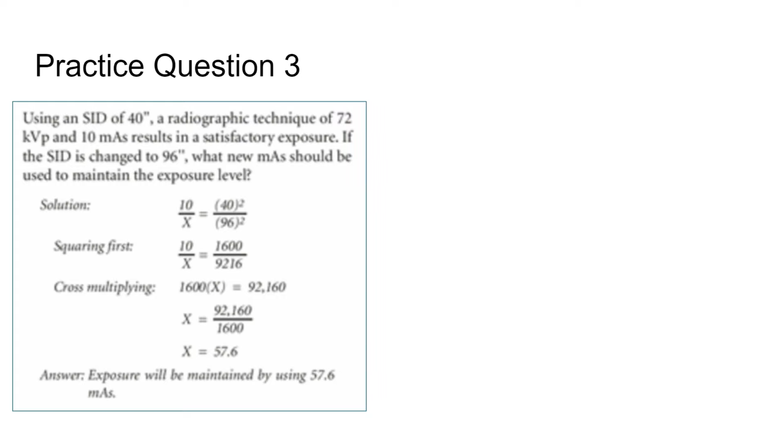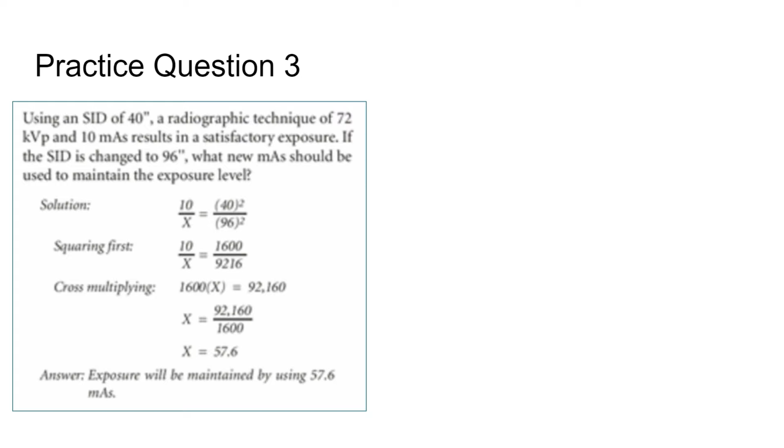So again, first thing you do is ask yourself, should the number be going up or number be going down? So what's happened? We're going from 40 to 96. That's much more SID. So it's a two-part thing, right? Much more SID means the intensity goes down, which means we need more mAs. So our mAs number should be higher. Hopefully you eliminate a choice right there. So once you've gotten to this part, it should be easy. You just got to do the squaring stuff first. Right? That's the whole PEMDAS rule. You guys remember that from somewhere?